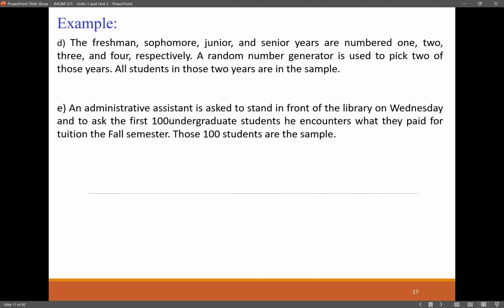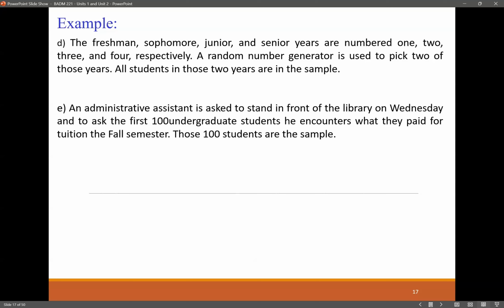The freshman, sophomore, junior, and senior years are numbered 1, 2, 3, and 4 respectively. A random number generator is used to pick two of those years. All students in those 2 years are in the sample. Pause the video and think about what type of sampling it is. It is cluster sampling.